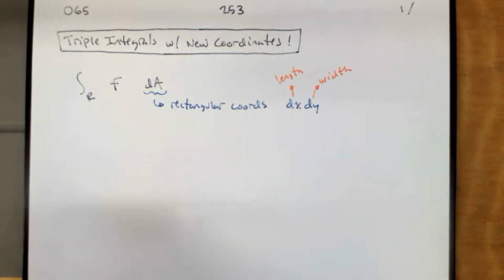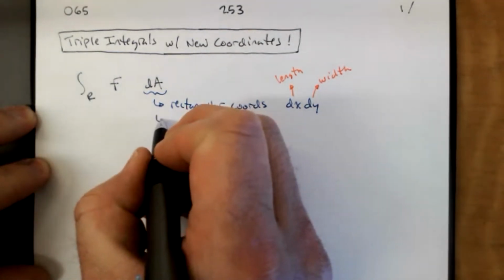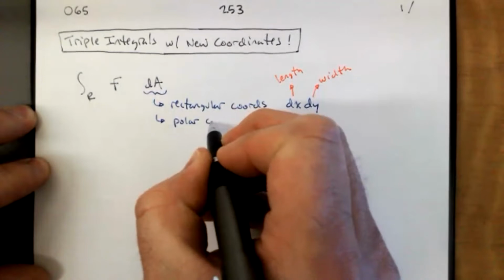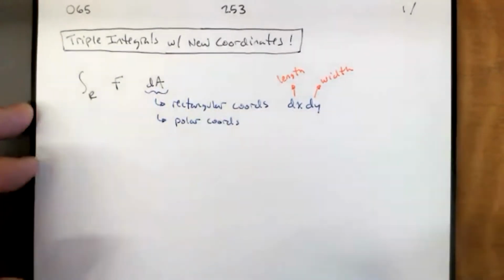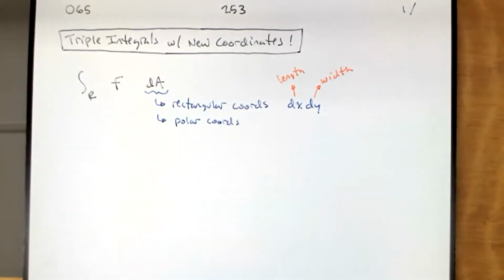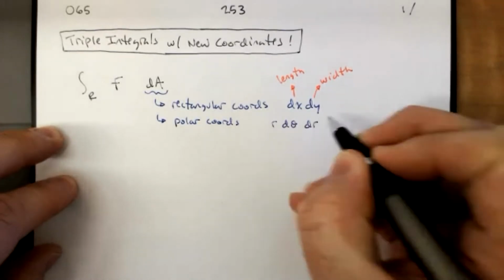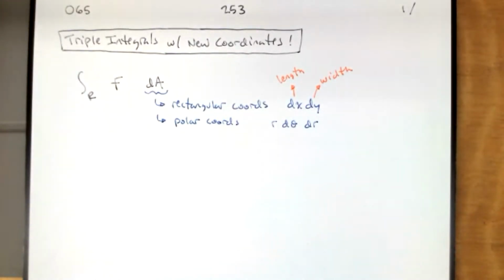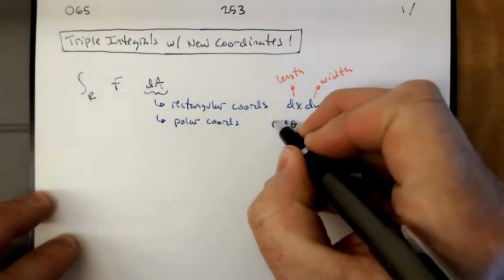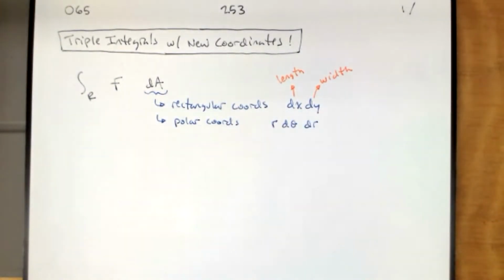In a double integral, we also describe the xy plane in polar coordinates. So in polar coordinates, we had to do something different. We wrote r d theta dr. The reason that we need this extra factor of r is that d theta is not a length.